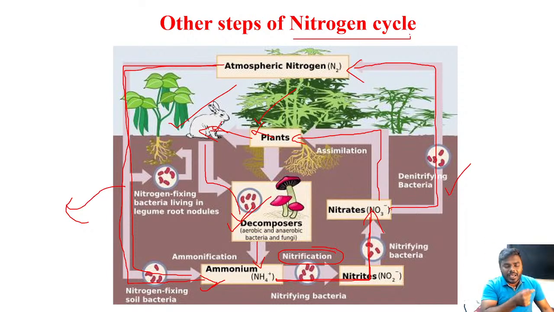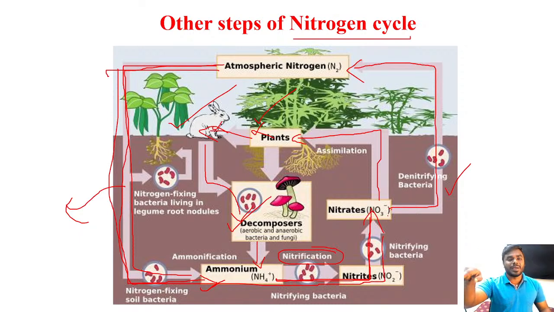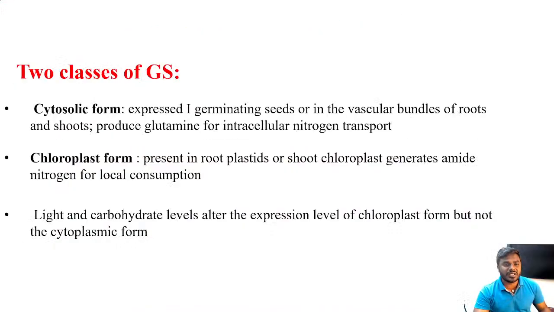So all of you listen, how can I define the nitrogen cycle in one line? The cyclic movement of nitrogen from one trophic level to another trophic level through the group of organisms, we call it the nitrogen cycle.